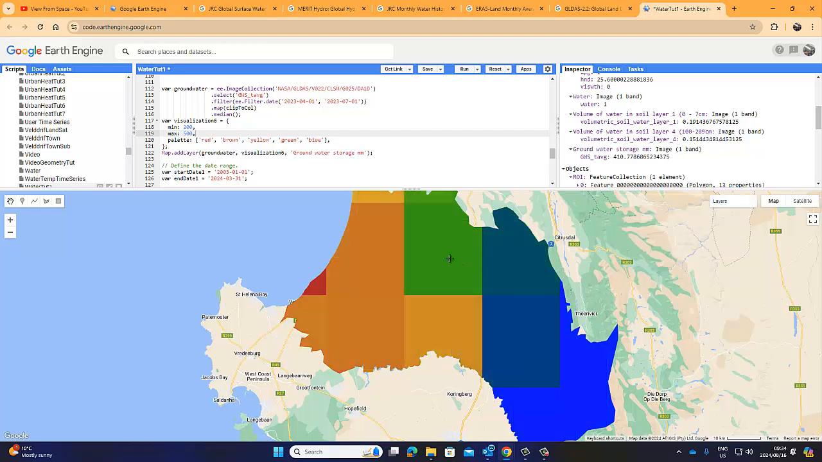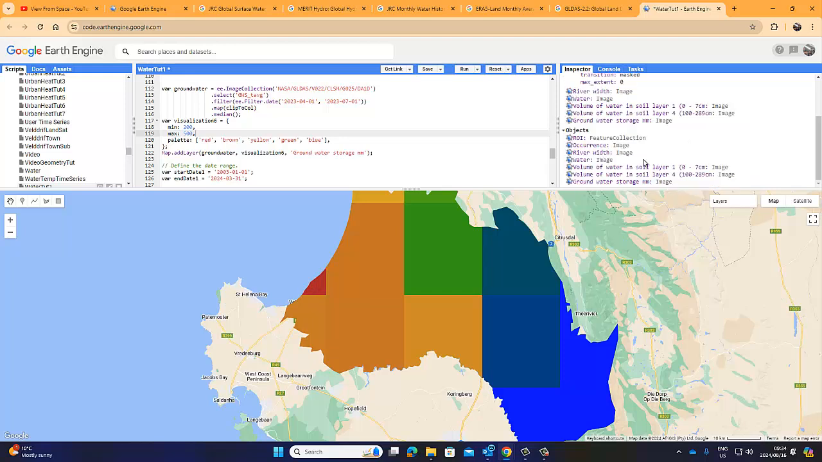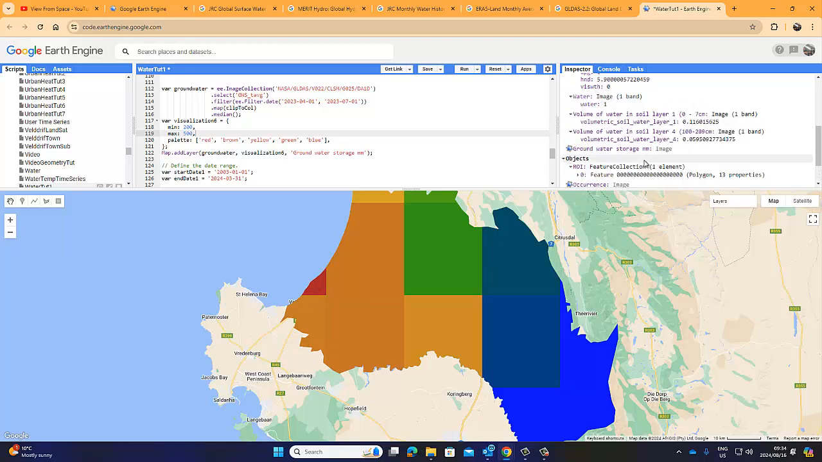If we click on one of them, let's have a look and see. You'll see the storage is 410, and that would be millimeters of water at that particular area. Let's go to the blue. That is 666. Let's go to the red. There's nothing there. Let's go there. 300. So it goes from about 300 millimeters around here to about 600 millimeters.